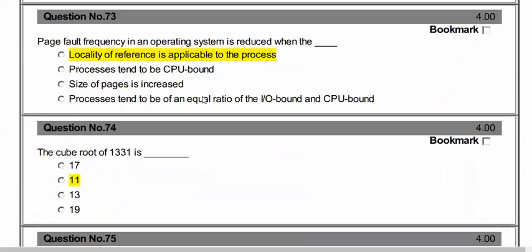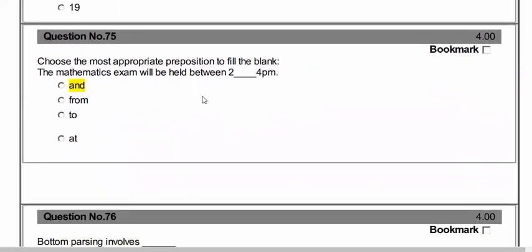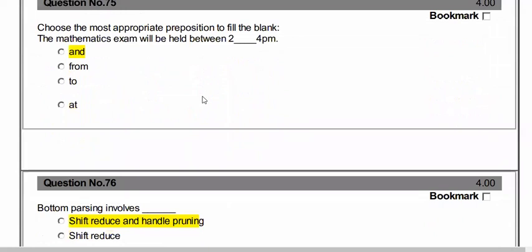Question number 73. Page fault frequency in an operating system is reduced when the dash. Option A is right, locality of reference is applicable to the process. The cube root of 1331 is dash. Option B is right, 11. 11 cube is 1331.